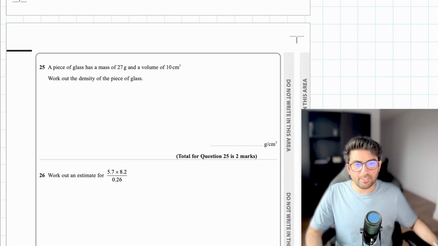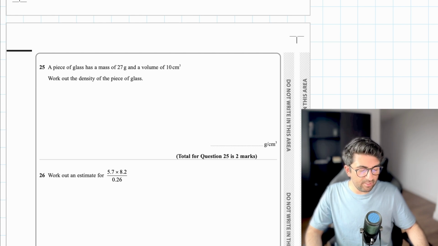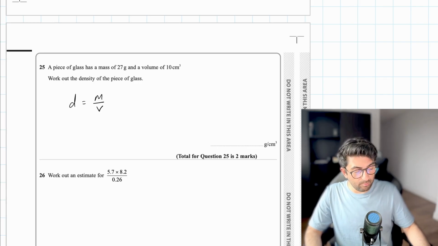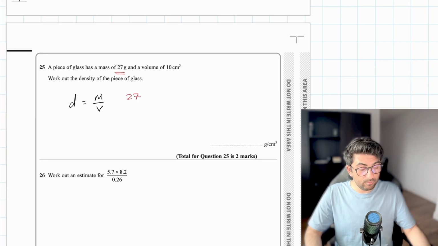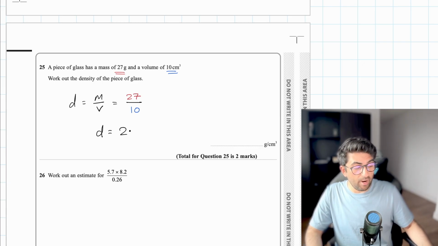A piece of glass has a mass of 27 grams and a volume of 10 centimeters cubed. Work out the density of this piece of glass. So density is an easy one. We just need to know the formula. The formula for density is density equals mass over volume. So what do we know? We know the mass. The mass there is 27 grams. And we know the volume is 10 cm cubed. So all we're going to do is divide this. So density is 2.7 grams per cm cubed.